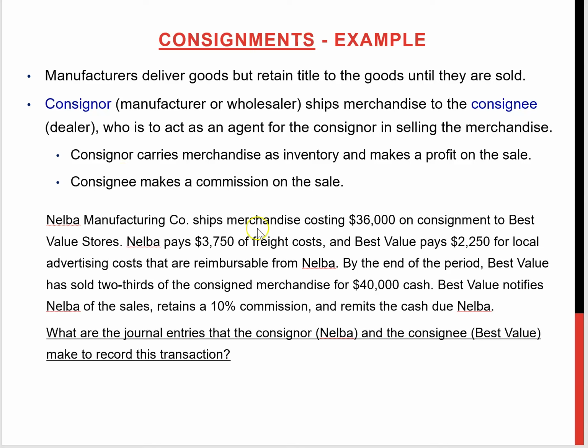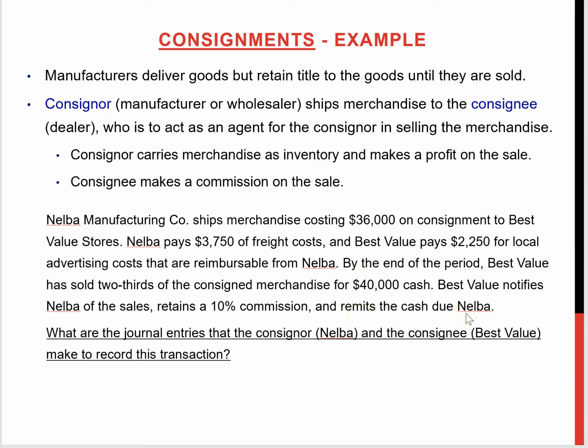Nelba Manufacturing Corporation ships merchandise costing $36,000 on consignment. The contract says it's a consignment to Best Value store. Nelba pays $3,750 of freight cost. On the other hand, Best Value pays $2,250 for advertising, but that will be reimbursed by Nelba. At the end of the year, Best Value sold 2/3 of the consigned products for $40,000 cash. And Best Value notifies Nelba that they sold 2/3 of the products for $40,000, and the condition in the contract is that they will receive a 10% commission on those products that they sold.